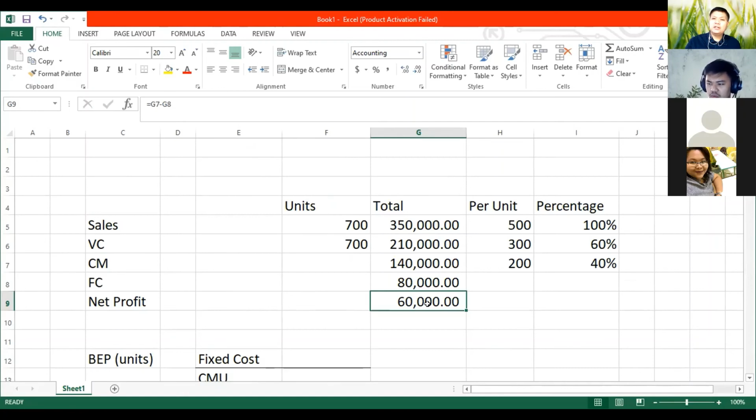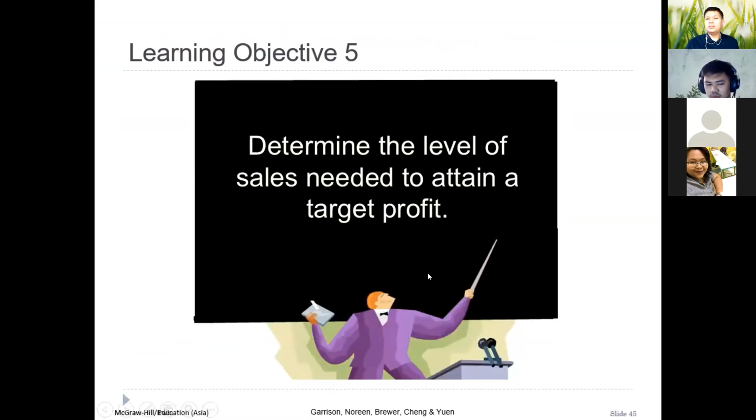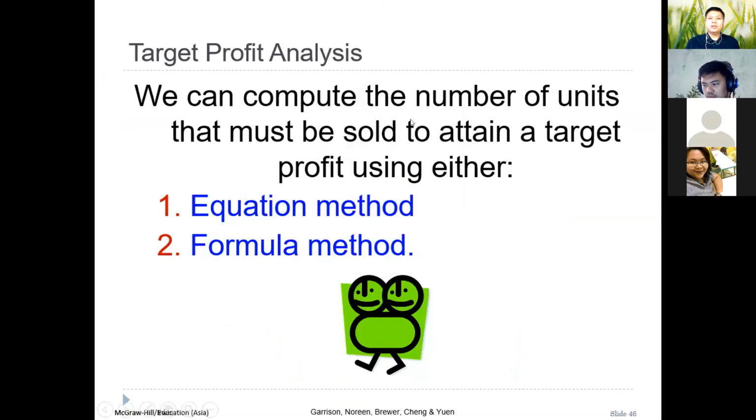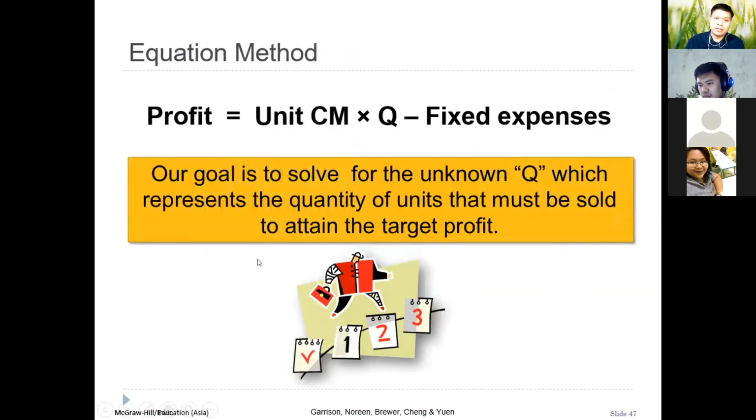Is it clear? Okay, so I'll stop sharing this. The level of sales needed to attain a target profit. Okay, ito yung diniscuss natin sa Excel. Now, let's see how that is presented in the slides. So we can compute the number of units that must be sold to attain the target profit, again, using the equation method, and number 2, the formula method. So this is just a further illustration of what we had.